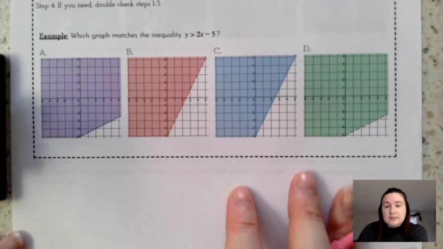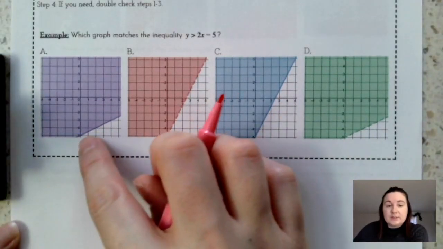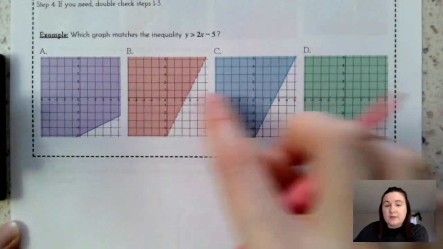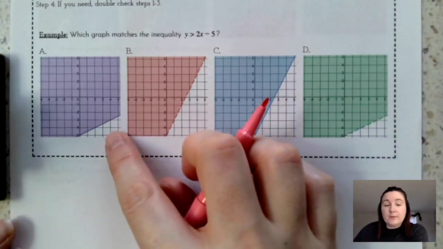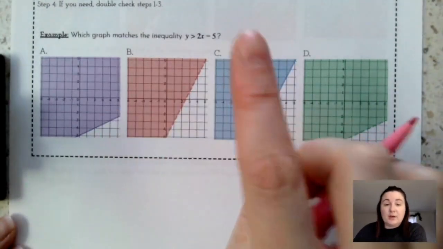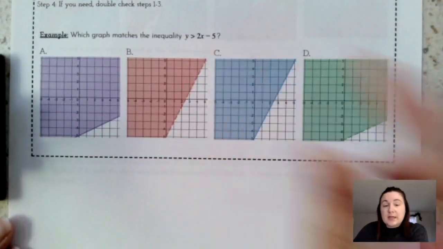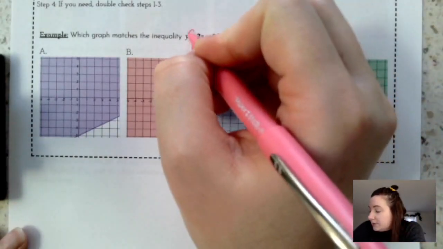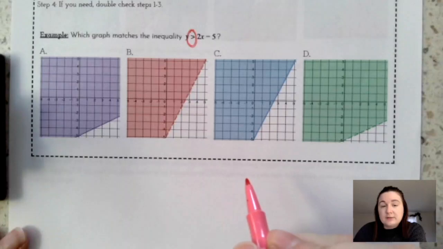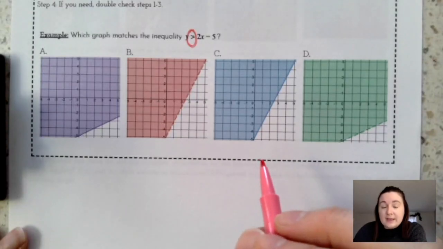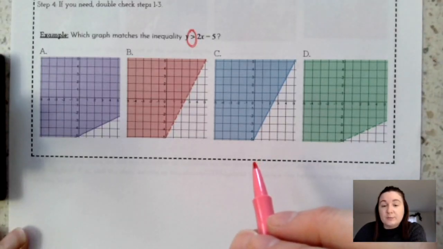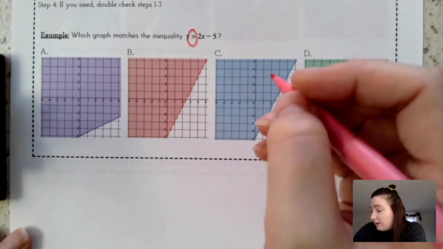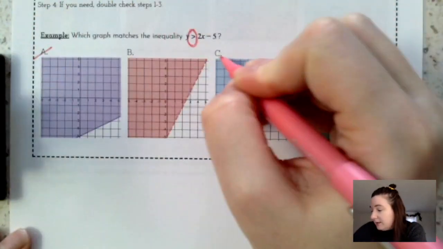So let's do this example down here, and you can see these 2 lines match and these 2 lines match. There are going to be ones that are not graphed correctly, so we might get all the way to the end. The first thing I want to see is, is it supposed to be solid or dashed? We need to look at our inequality for that. Since that does not have a line underneath, that means it will be dashed. So I can automatically get rid of A and C.